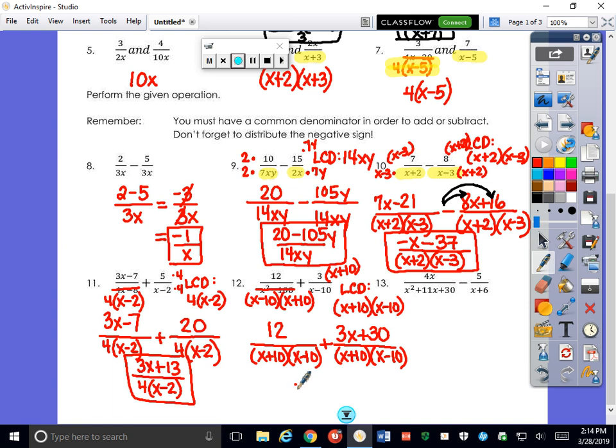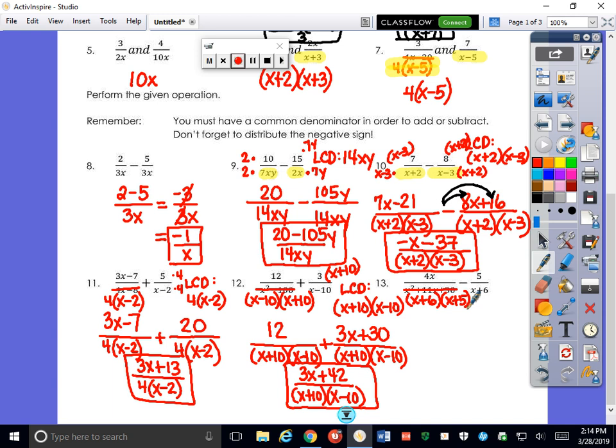Now that I have the same denominator, I can just add those two terms together. So we're going to have 3x, and 12 plus 30 is 42. Okay, number 13, we got to factor this. Two factors of 30 that add up to 11 are 6 and 5.